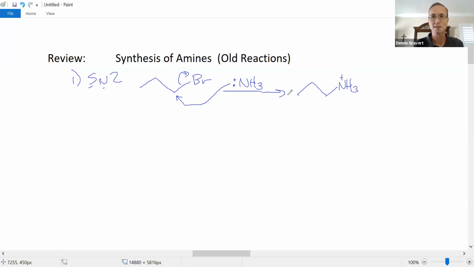If you're drawing the mechanism, which looks like I am, the lone pair kicks this out. Br minus leaves. Then you need to neutralize this by adding a base, or you have an excess of amine. I don't know, excess ammonia, rather. So an ammonia molecule will pick up this extra hydrogen and make the product, which is what we're trying to do. We're trying to make an amine, synthesize an amine.